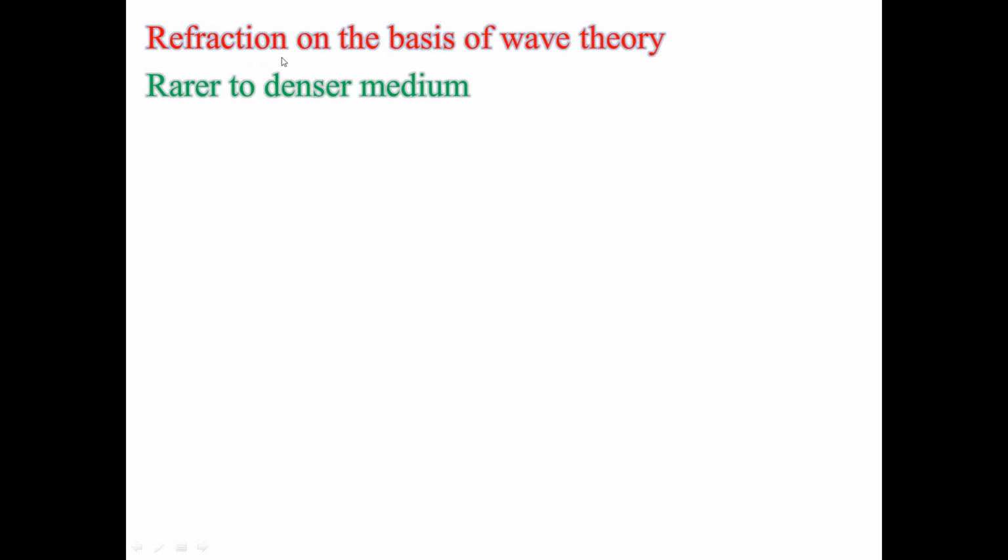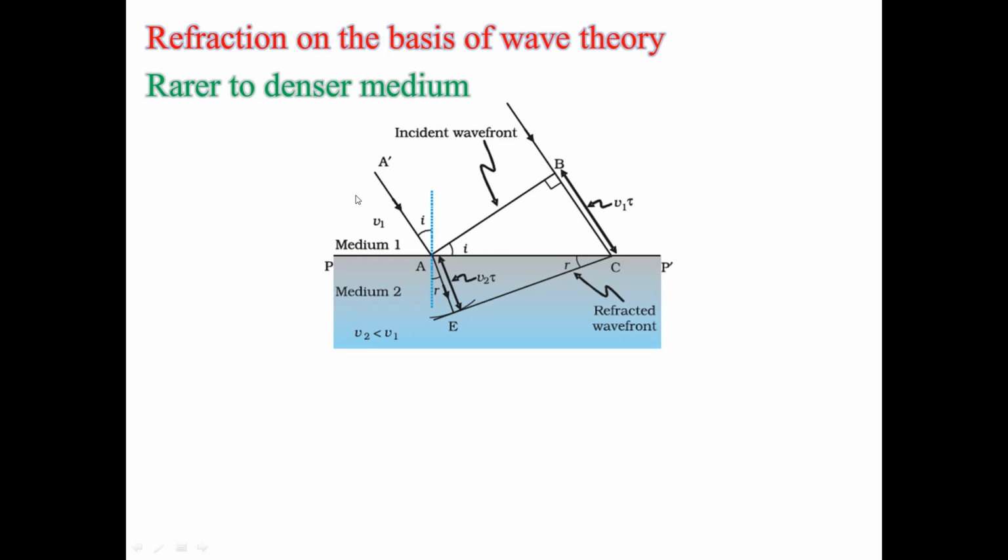Now let us see refraction on the basis of wave theory. Let us see the first case, rarer to denser medium. Light travels from a rarer medium 1 to a denser medium 2. So the refractive index of medium 2 is greater than the refractive index of medium 1. But the speed of light is less in the denser medium. Speed of light in medium 2, that is v2, less than speed of light in medium 1, v1.